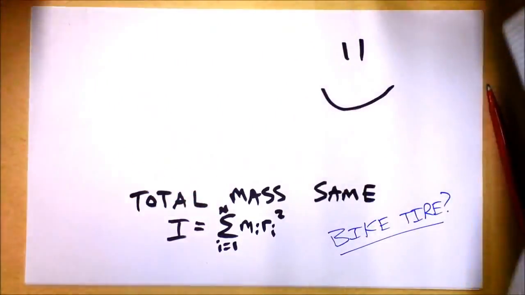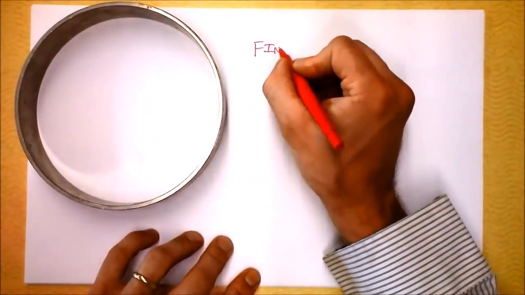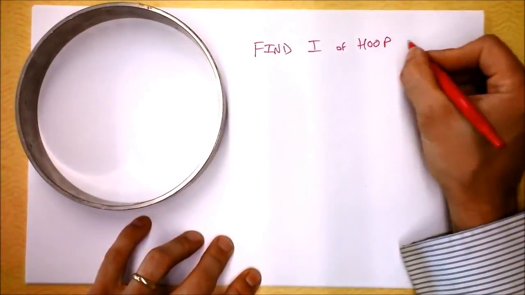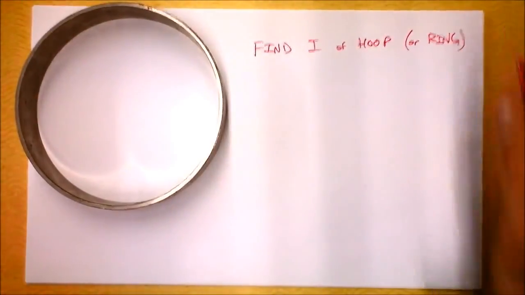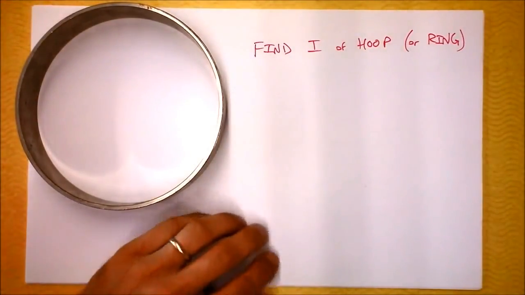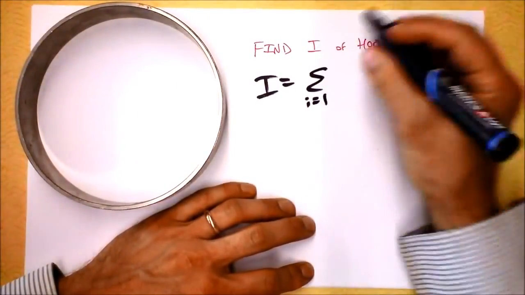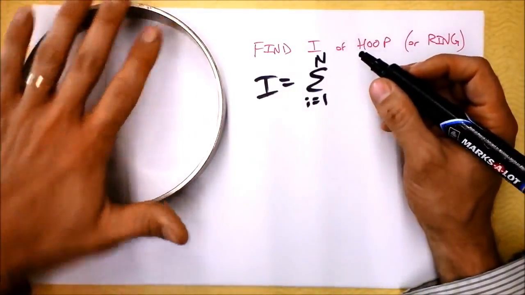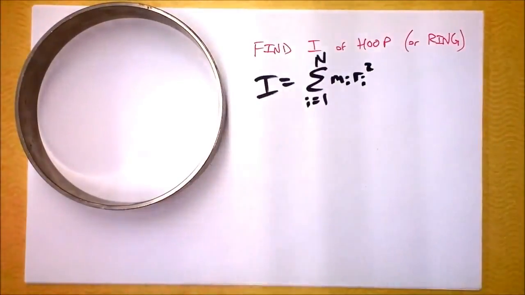Let's just do it. I'm going to find the moment of inertia of a hoop, or we could call it a ring. Here we go. What I need to do, it says I need to go from 1 to n of all the little bits of mass in this ring, and that's the mass times where the mass is located squared.